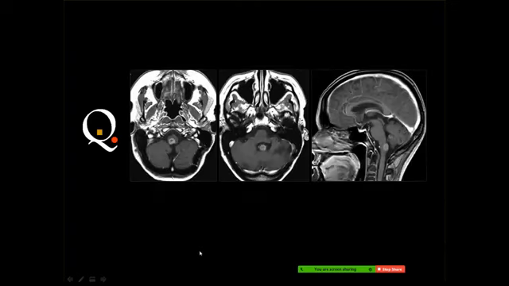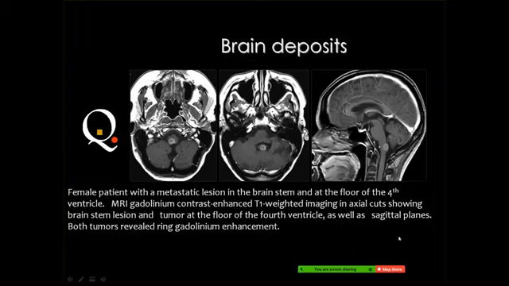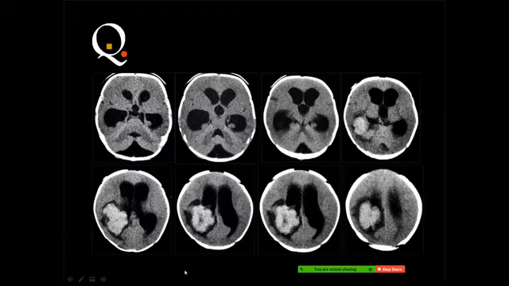In this case, you see the answer, and I would like you to look carefully that these are two different lesions. This lesion is in the medulla oblongata, and this lesion is in the floor of the fourth ventricle. Then two lesions enhancing, and this is a good finding for the diagnosis of metastatic deposits.